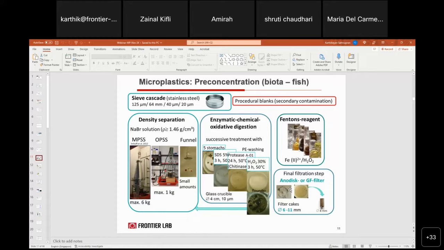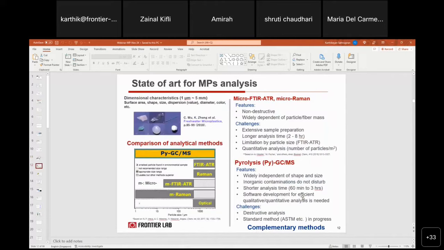So after this multiple step separation, finally, yeah, you are again concentrating and collecting them on a filter. In this case, you use an Anodisc or GF filter of smaller size, like 10 millimeter, so that you can easily analyze this sample directly. Okay, so this is a very brief explanation of how the samples are prepared for microplastic analysis. For water samples, it's a filtration followed by this analysis.